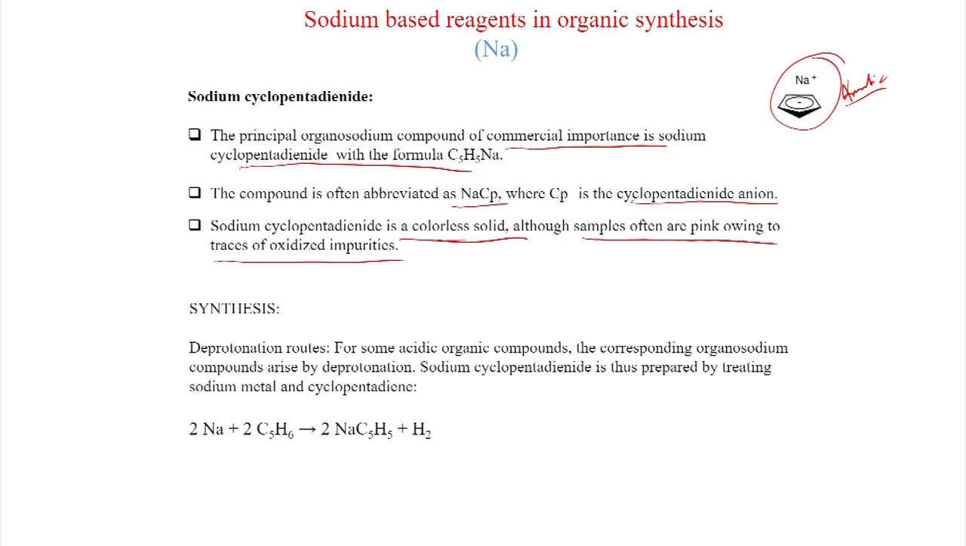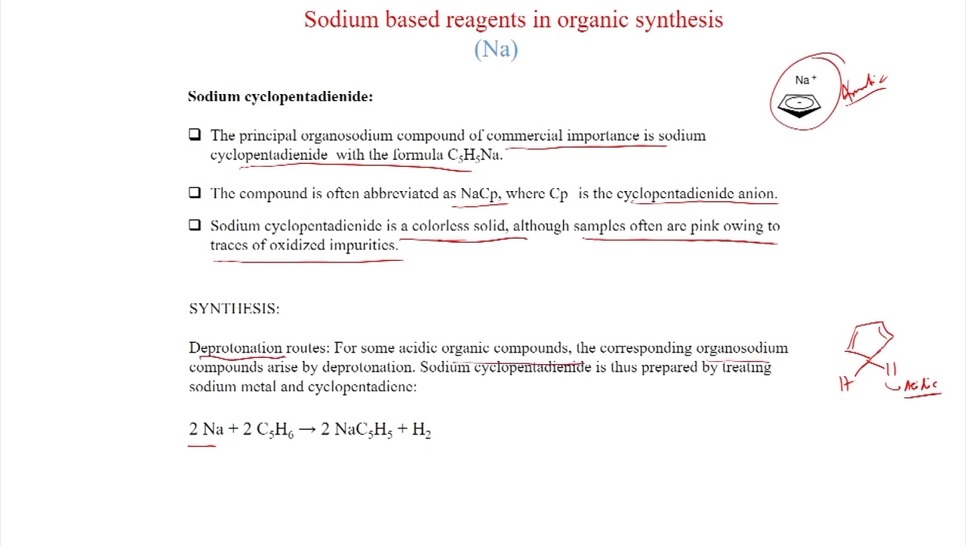And this can also be synthesized, this mercury route, you can synthesize it also because this is acidic. This we have already seen, these hydrogens are acidic. Similarly, like Grignard, here the sodium reagents can also be formed from reacting cyclopentadiene. So, this is the deprotonation route from some acidic organic compounds.